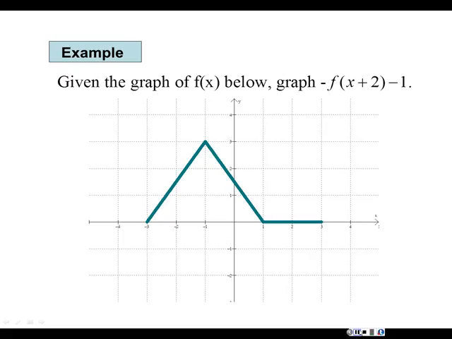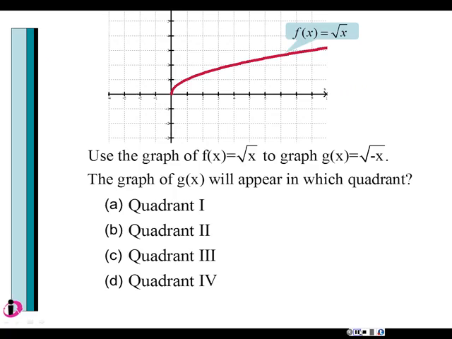I think we need some practice. This chapter is extremely easy, but just looking at the equation and function, we have to do some practice to understand how we do this. Let's pick one example. Okay, a couple of basic questions. Use the graph of f(x) = square root of x to graph g(x) = square root of negative x. The graph of g(x) will appear in which quadrant?